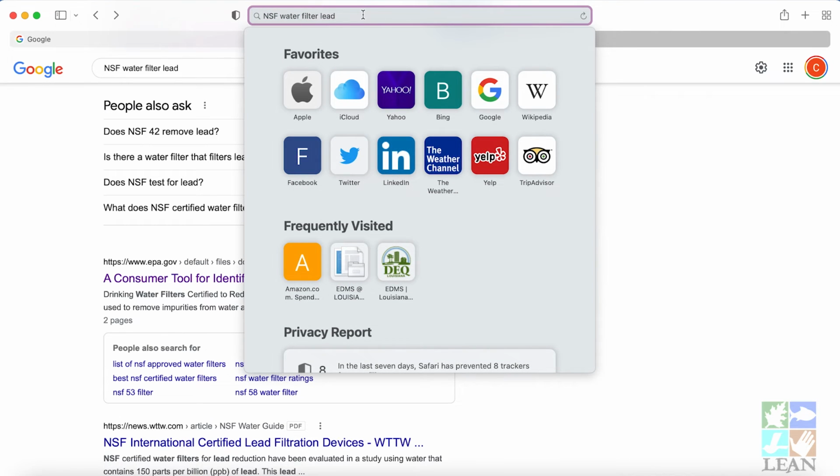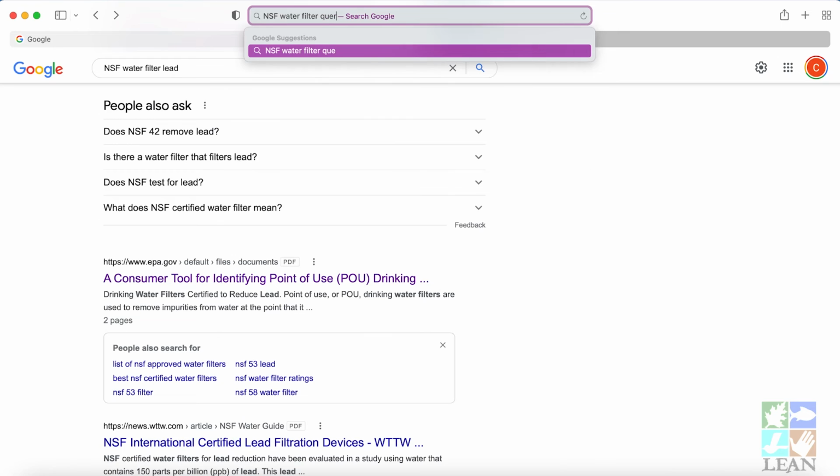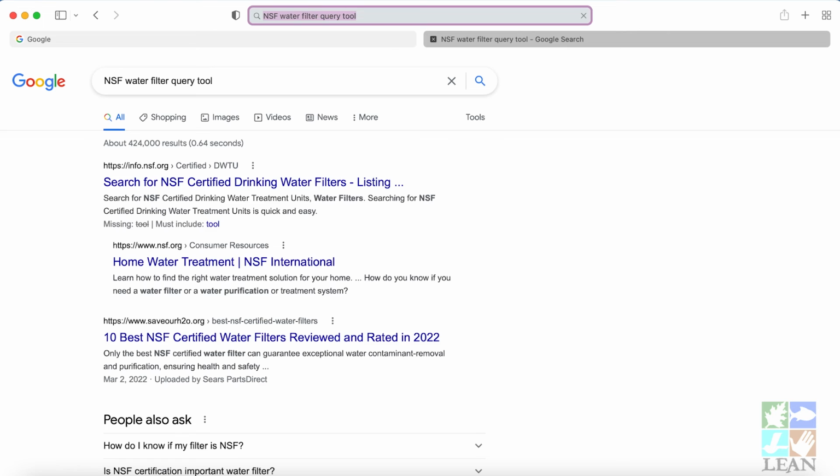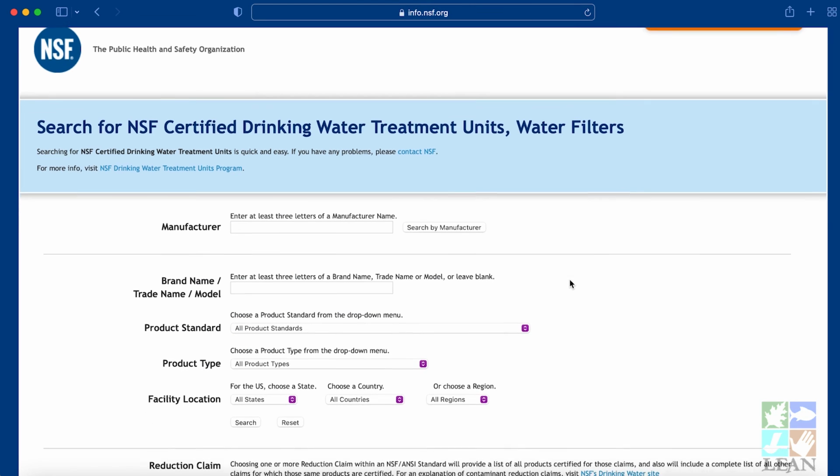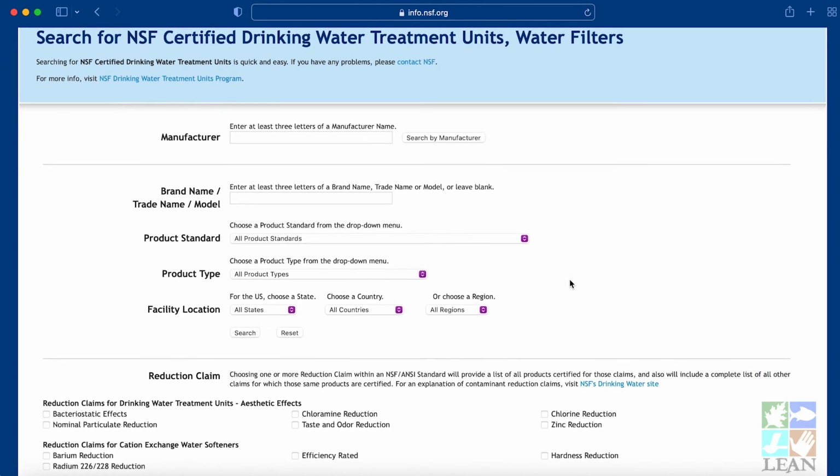If we go back, I'm going to look up NSF water filter query tool. And the first thing that pops up is search for NSF certified drinking water filter. This is a great query system because it allows you to go in and look for specific models and brands that are certified to remove the contaminants of interest. So you can scroll through this query tool. You can look it up by manufacturer, brand name. You can also look it up by product standard.